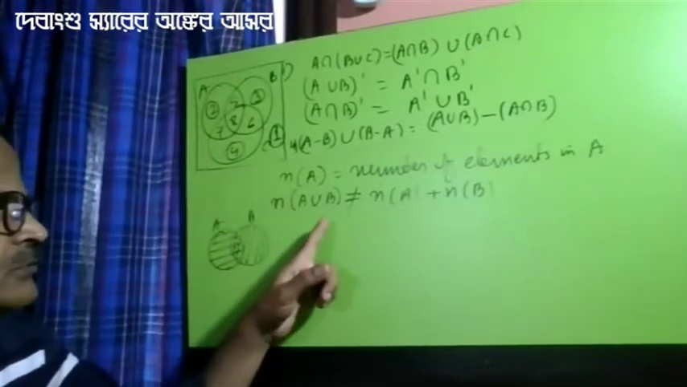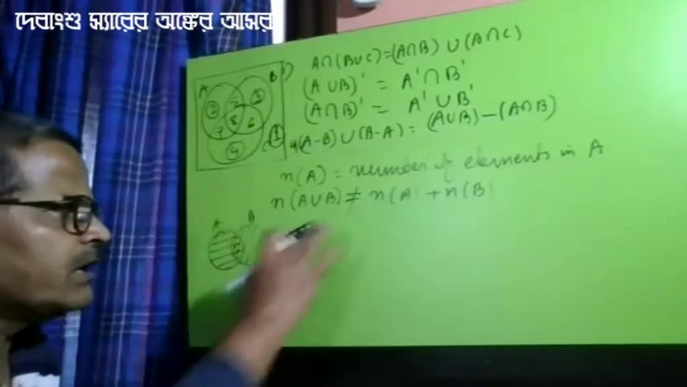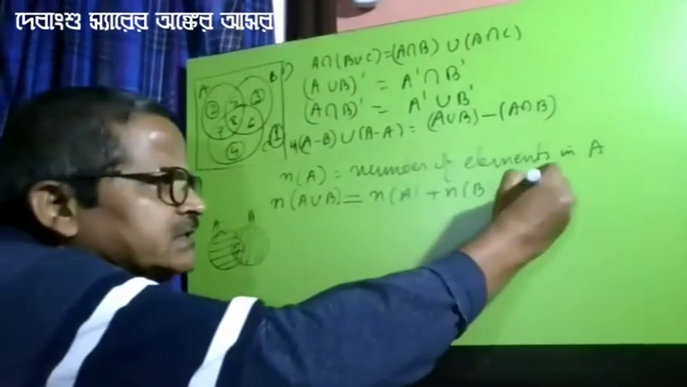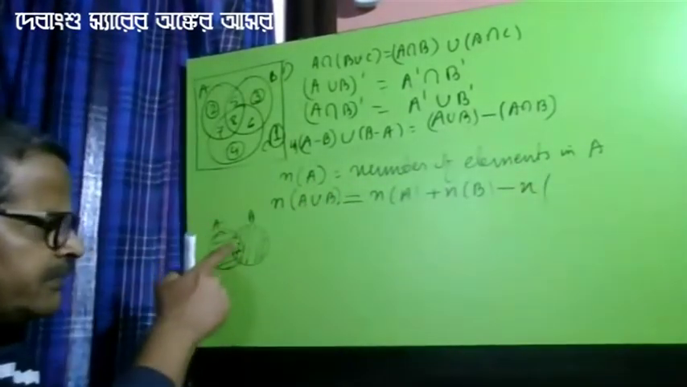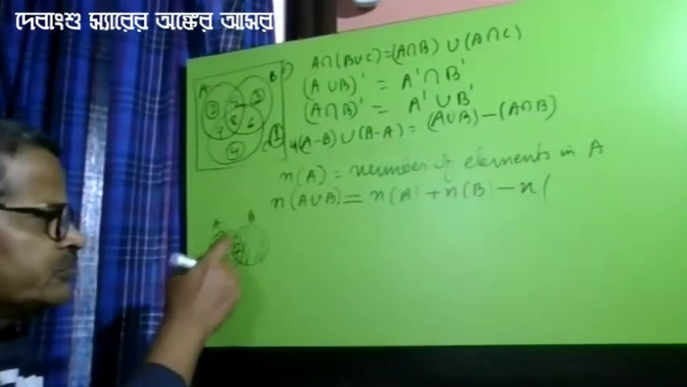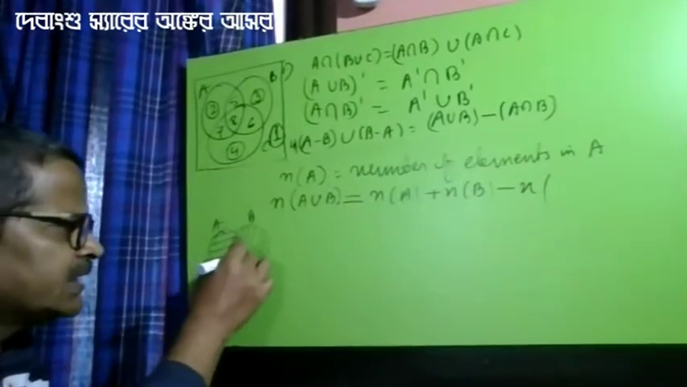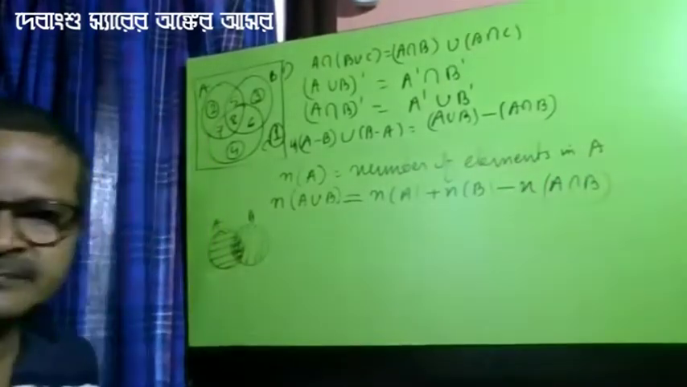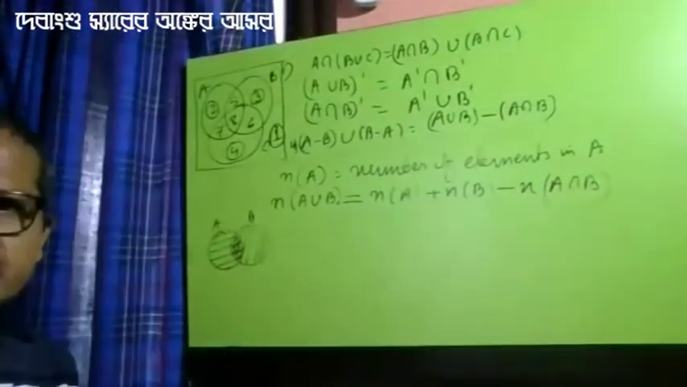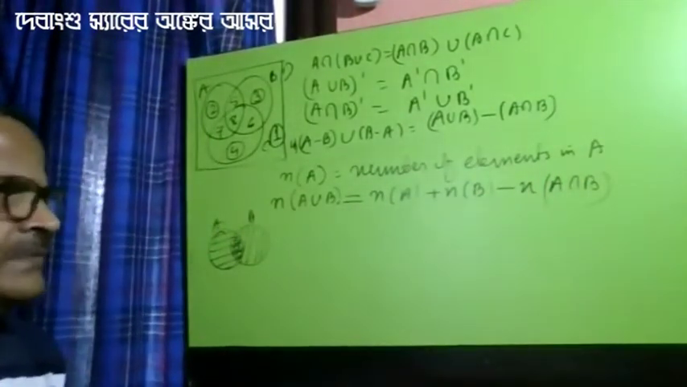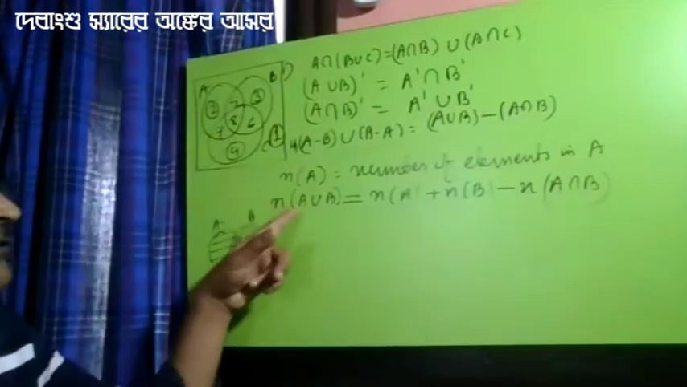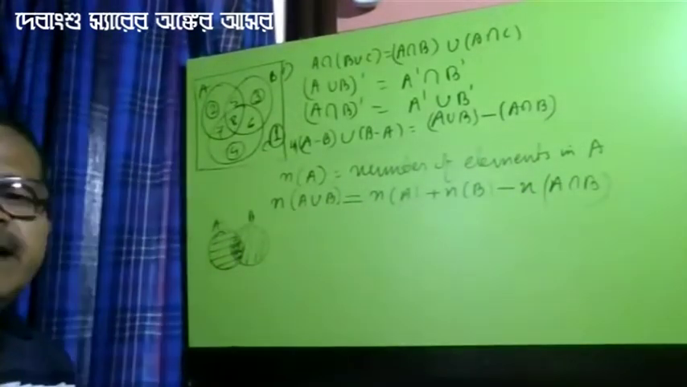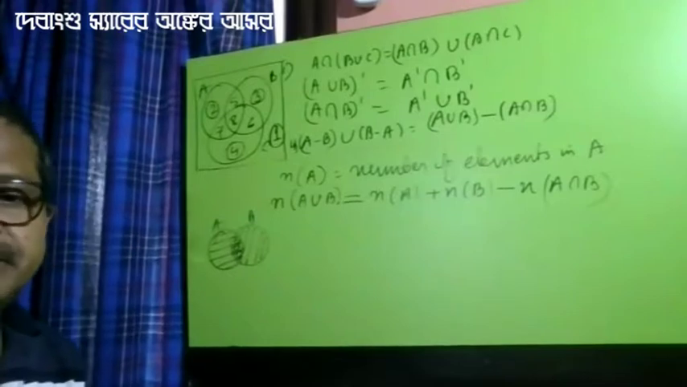So what do we have to do to make these two equal? To make these two equal, we have to subtract the number of elements in this portion. And we know that this portion is nothing but the intersection of A and B. So N of A union B is N(A) plus N(B) minus N of A intersection B.